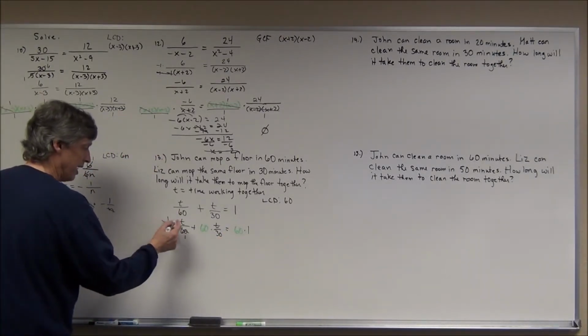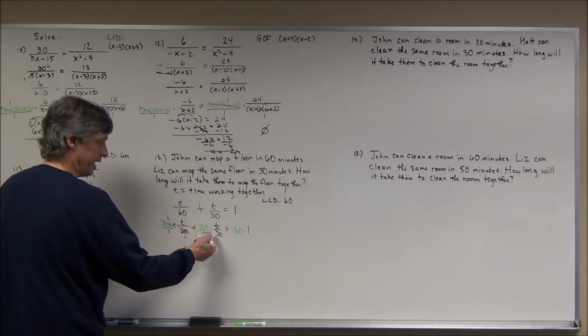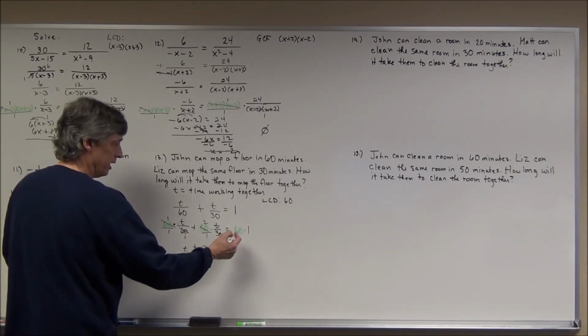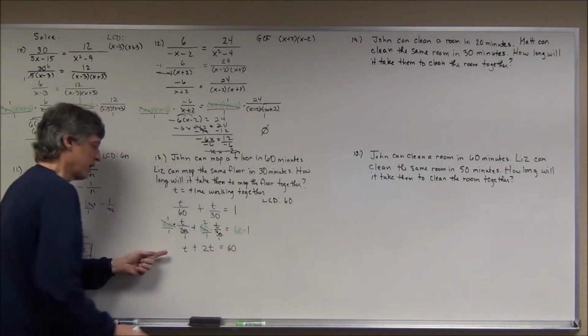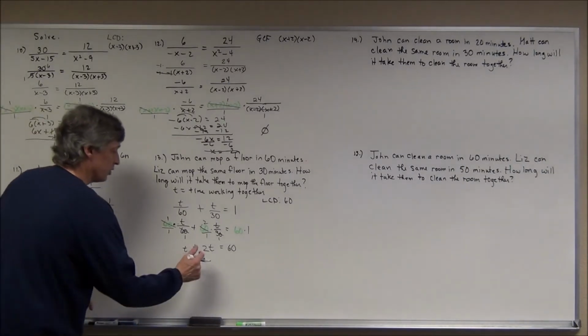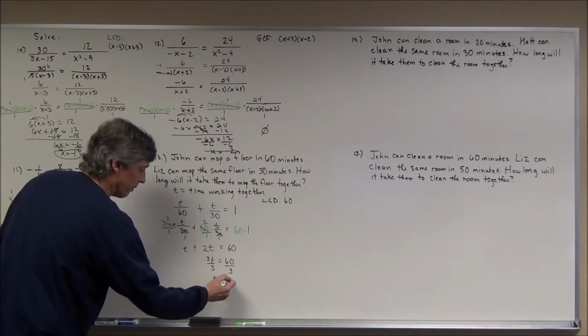So on this side, 60 is the same as 60 over 1. These cancel. I get just 1t or t plus, over here, I can cancel a 30 top and bottom. 30 goes in once, goes in twice. So that's 2t over 1, or 2t. And then 60 times 1 is 60. Look how much simpler that equation is. There are no fractions. I can combine like terms. This is 3t is equal to 60. Divide by 3. 60 divided by 3 is 20.